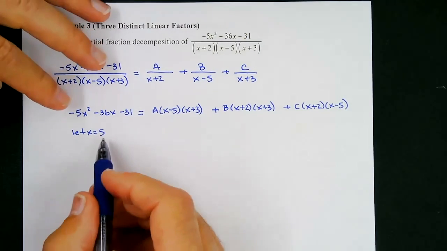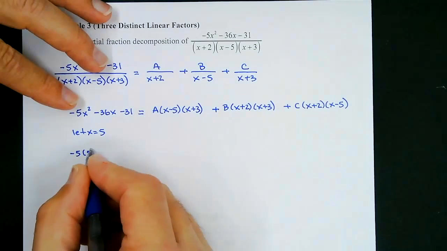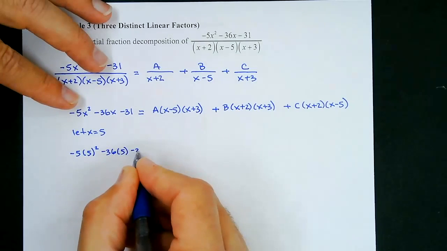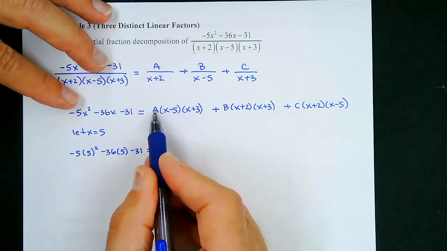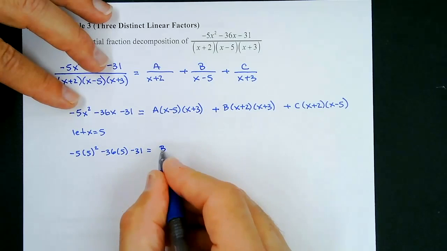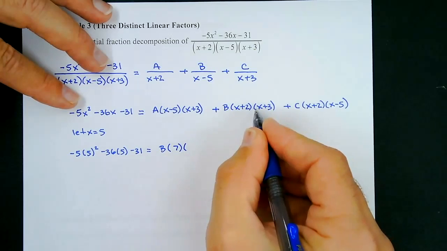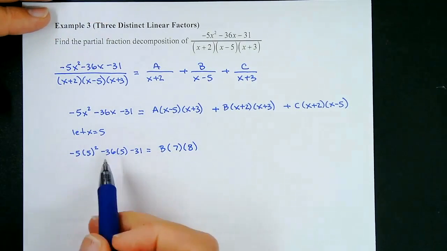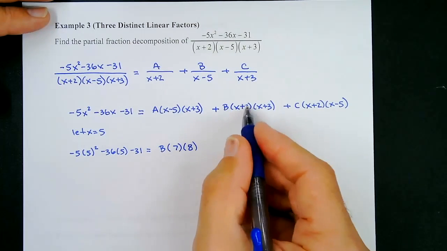So what we would have if we picked x equals 5, we would have -5 times 5 squared minus 36 times 5 minus 31 is equal to, and this would be 0 right here if x was 5, so that's going to be gone. This one's going to be gone, so I'd be just left with this, so equals b times, and if we put 5 in here, that'd be 7 times, and then 5 plus 3 would be 8. And you would definitely probably use a calculator to figure this out, and you pick up your b, okay? And so we would let x equal -2.